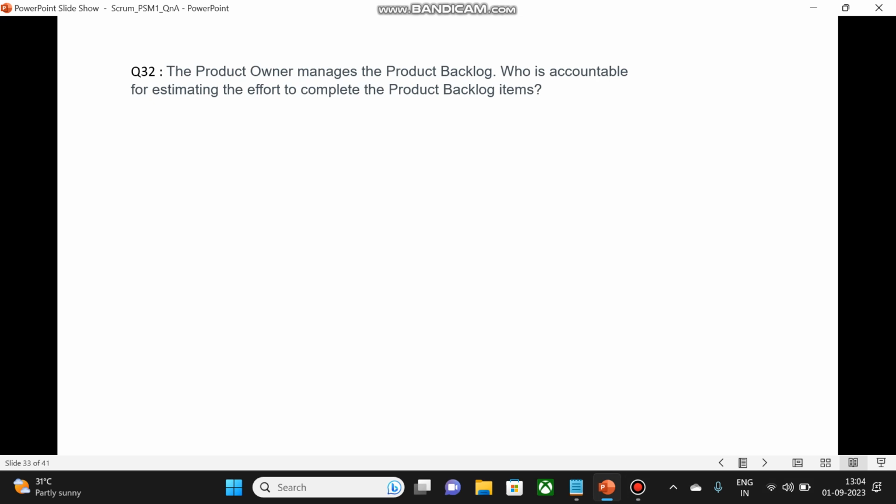The product owner manages the product backlog. Who is accountable for estimating the effort to complete the product backlog items? So let's see the answer. So it's the developers who go through the product backlog items and they decide how many story points are required to develop them. Let's go to the next question.